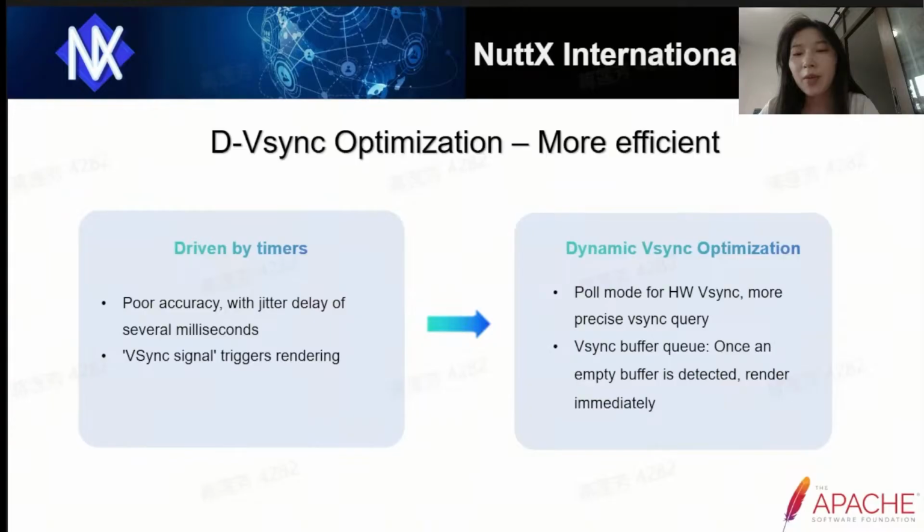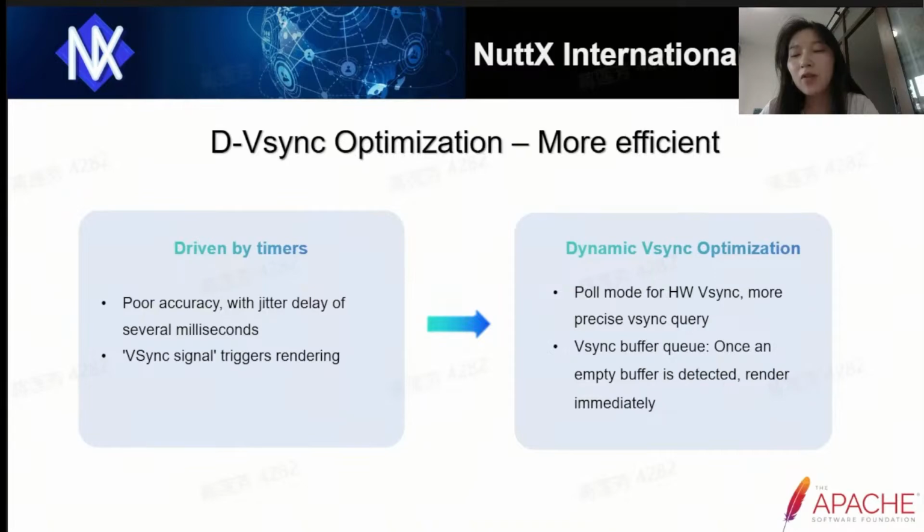First, we enabled hardware vsync poll mode, which gives us much more accurate rendering timing. We also implemented a vsync buffer queue. Normally, rendering is driven by vsync signals. If a frame takes longer than 16 milliseconds to render, it'll miss the next vsync cycle and cause jank.